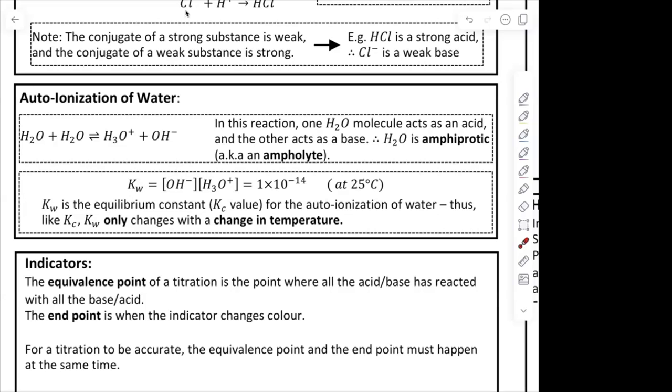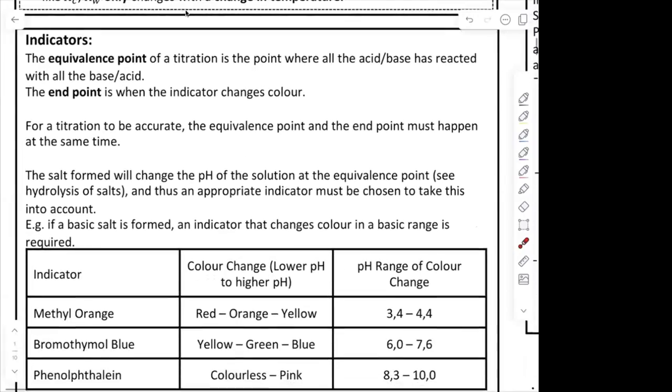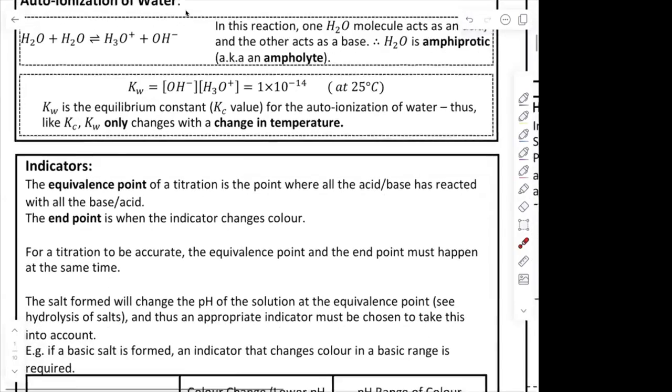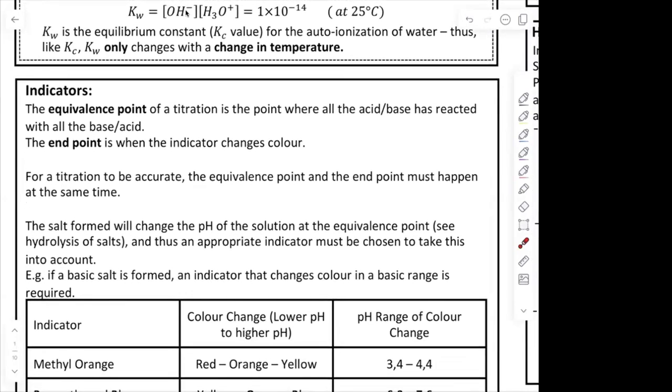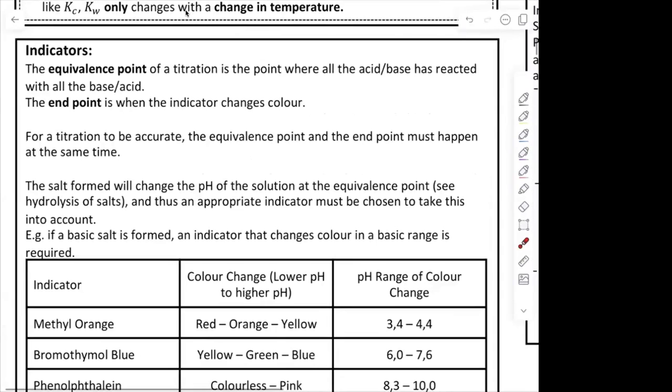Sweet. Now we are going to have a look at indicators, right? Indicators are used when we are dealing with things like titrations. With indicators and titrations, there are 2 key terms we need to learn. They sometimes ask these as a theory question, where they'll ask us, what is the equivalence point, or what is the end point of a titration? This is very important to note. So the equivalence point of a titration is where all the acid or the base has reacted.